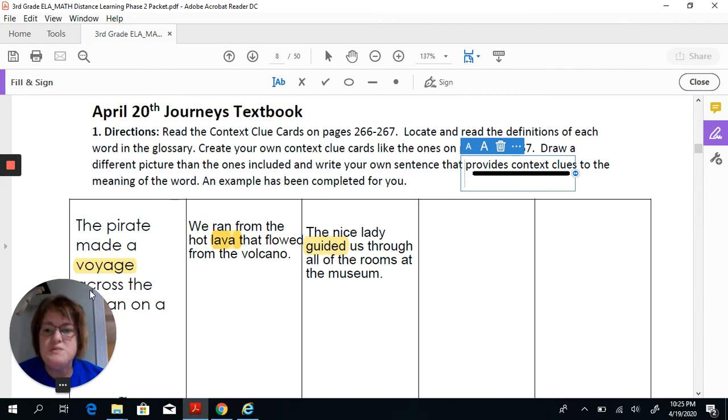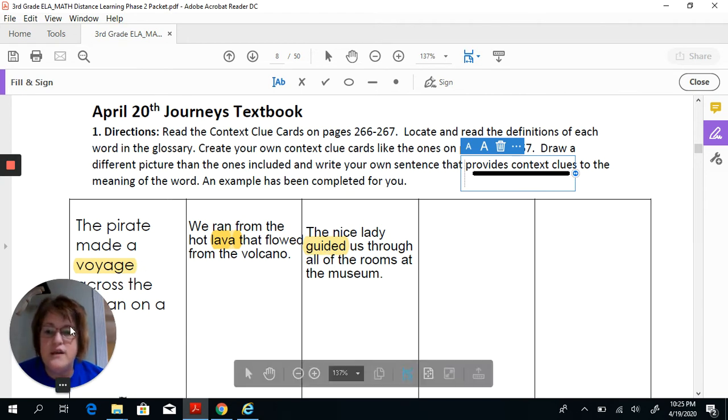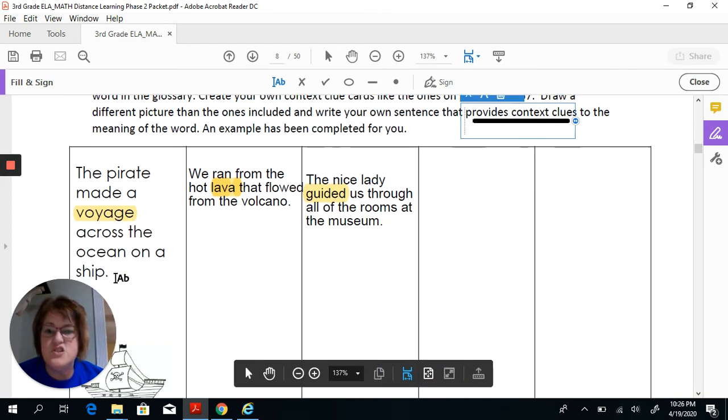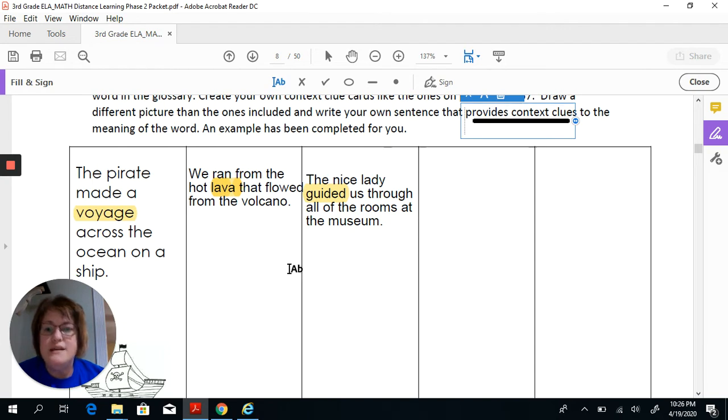Okay, so the first one's been done for you. The pirate made a voyage across the ocean on a ship. Miss Clyott did a couple more for you as examples, just to get you started. The second one is lava. So I wrote, we ran from the hot lava that flowed from the volcano.